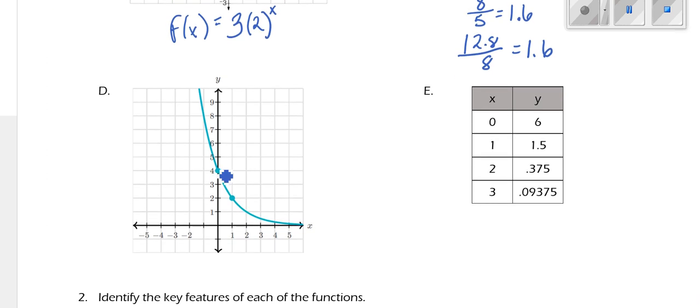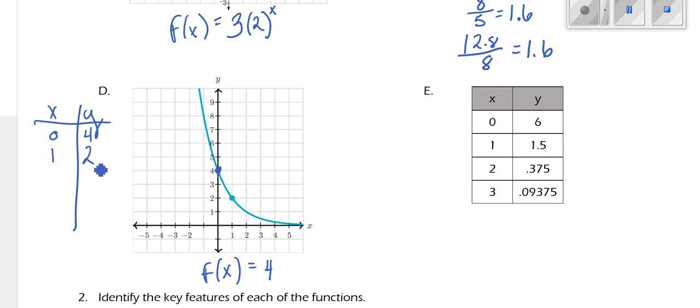D is a decay, so I know my growth rate is going to be between 0 and 1. I have an initial value of 4, so f of x equals 4. And building my table, I have a value of 0, 4, and then I have one of 1 and 2. And it's kind of hard to tell from that point, but already I can see that it's multiplying by half. So 4 times 1/2 to the power of x.